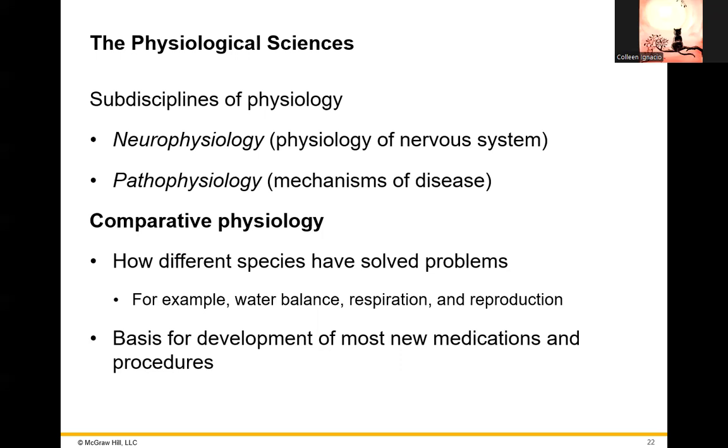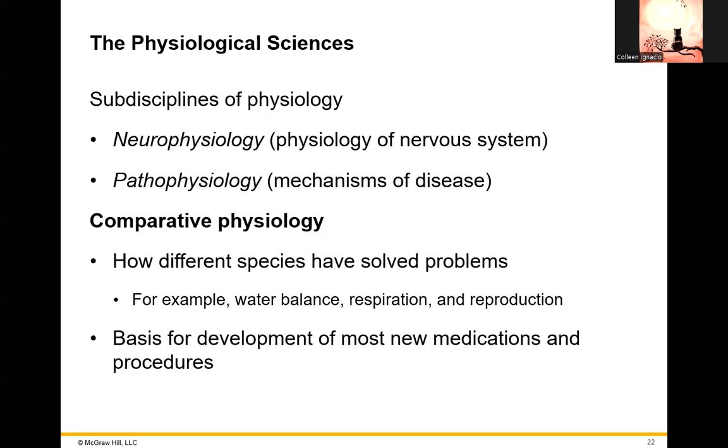Now, comparative physiology, we're looking at how different species have solved problems. So how have these different species maybe made some adaptations? Maybe they have evolved over the years based on specific issues. So examples of those that we may look at are water balance, respiration, and reproduction. And comparative physiology is really important because we do a lot of experiments on mice, on rats, on bunny rabbits, different animals. And so, unfortunately, we do have to test medications on animals before we allow them to be tested in humans.